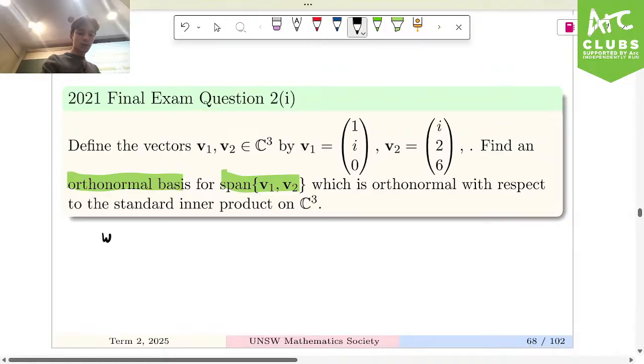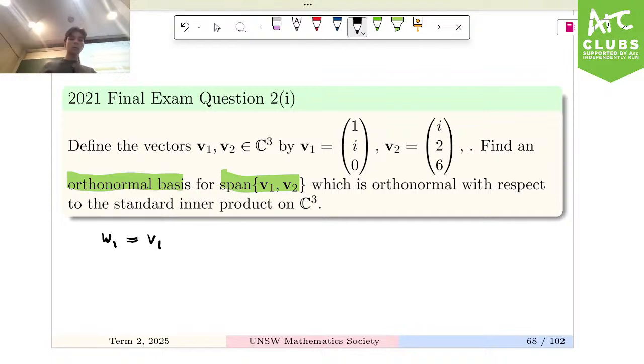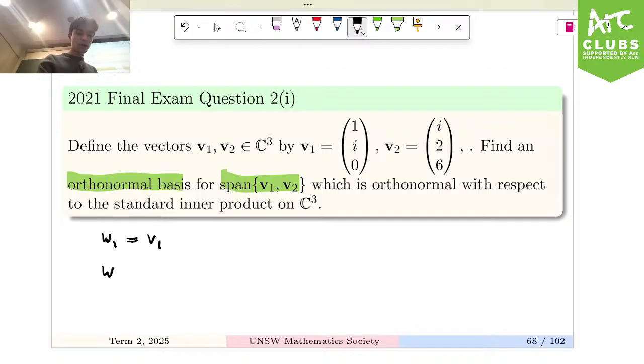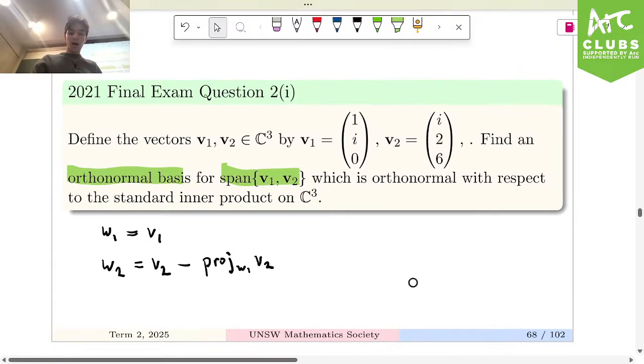Let's start with w1. It's equal to v1 minus its projection on all the w's that we've already calculated, which is none. So it's just equal to v1. And for w2, it's equal to v2 minus its projection onto w1. So let's calculate this projection separately.